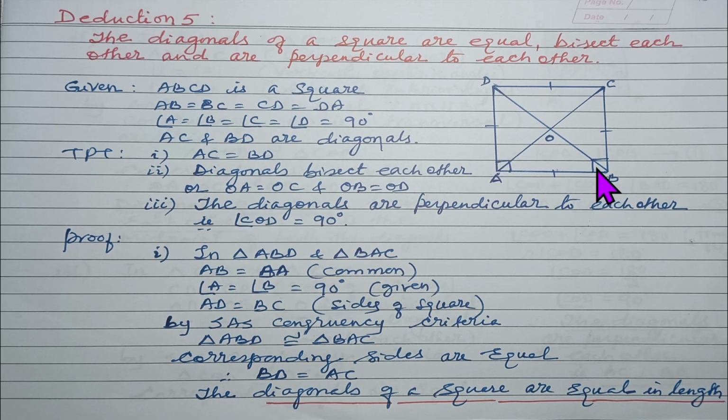Angle A and angle B are equal to 90 degrees. Therefore, by side angle side congruency criteria, the triangles ABD and BAC are congruent. If the two triangles are congruent, naturally the corresponding sides are equal, and therefore AC is equal to BD. Rather, the diagonals of a square are of equal length.